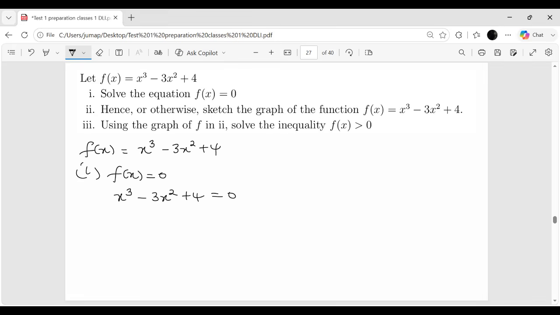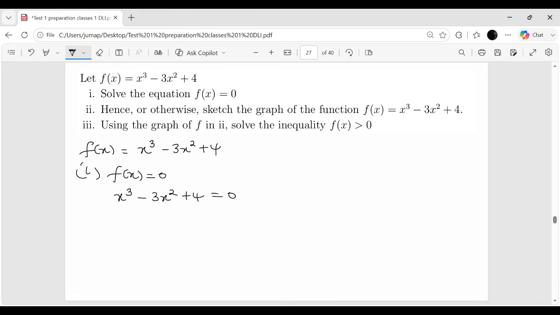Now what do we do? Here you need to solve this equation. You can use synthetic division, you can use long division, but the first thing you're supposed to do is find a factor. When finding a factor, you use the method of trial and error.